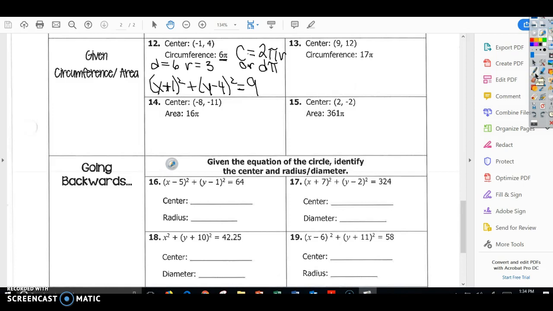All right, again, if we have the circumference is 17 pi, we know the diameter is 17, so the radius is half of that, which is 8.5 in this case. And then we would do the same thing, x minus 9 squared plus y minus 12 squared is equal to 8.5 squared, which I believe is 72.25. Okay.